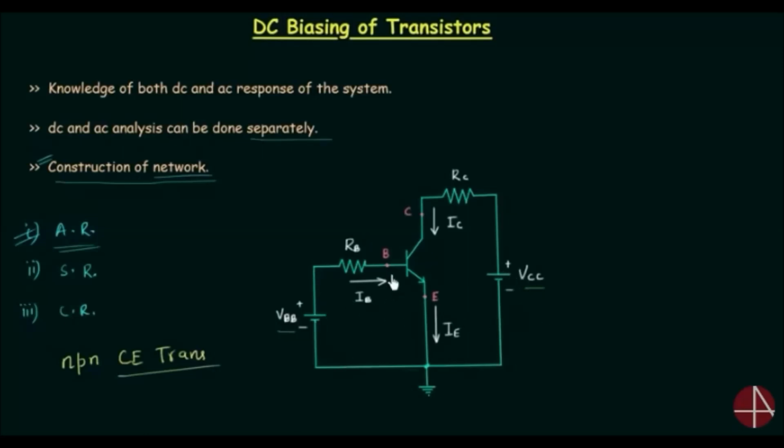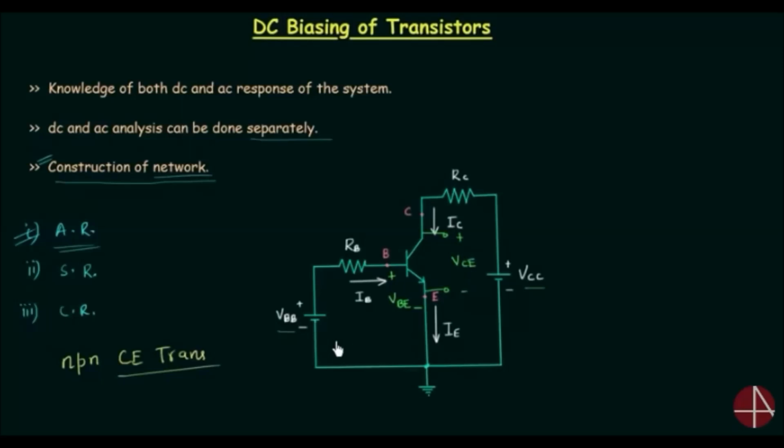The input voltage is VBE, the input current is IB, the output voltage is VCE, and the output current is IC.